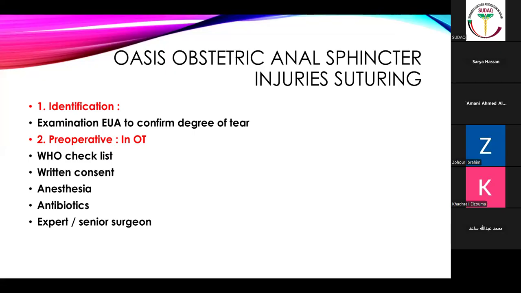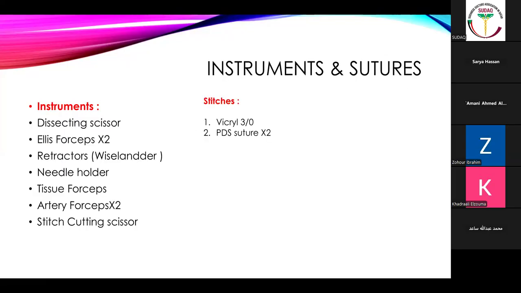Right. You diagnose that the patient has a 3rd or 4th degree perineal tear. You are not sure of the degree of the tear, but there is an advanced degree of tear and you want to take her for examination under anesthesia. Preoperative in the OT, you check the WHO checklist, the consent has to be written. Anesthesia, antibiotic, expert or trained personnel to perform the procedure.